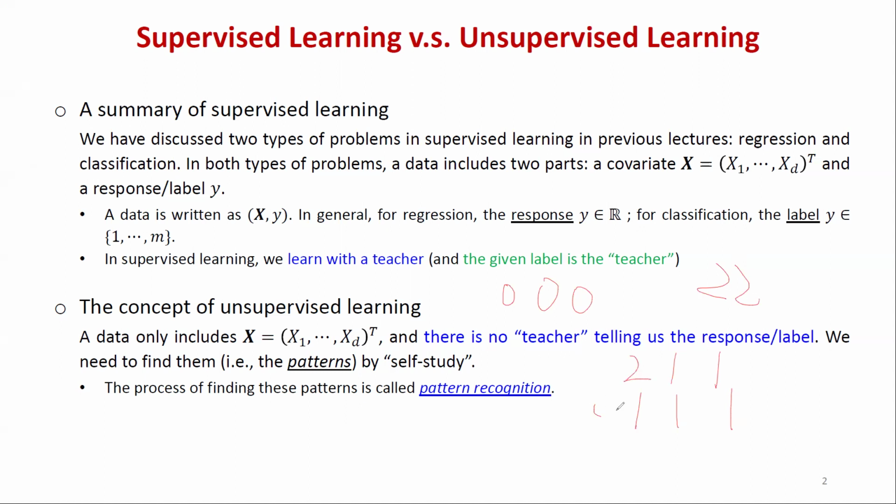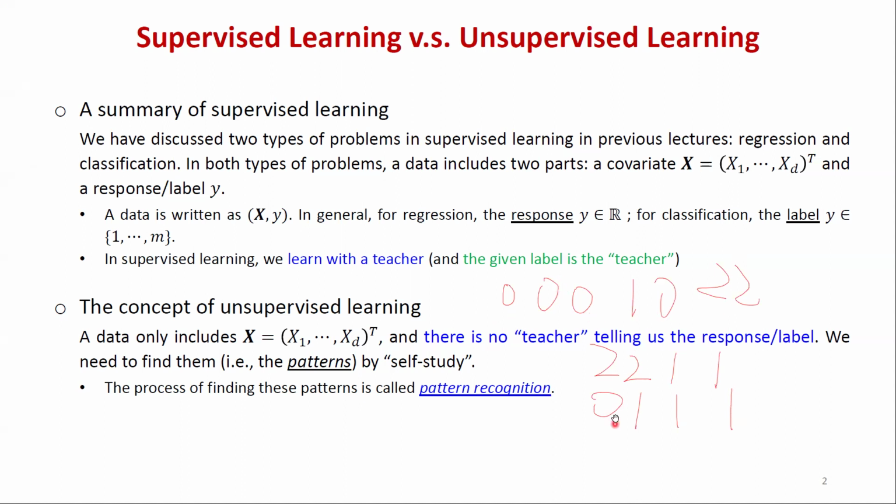I can even write a 2 here. I mean, it doesn't matter. I just 0, 2. Okay, then it's your responsibility to find the patterns by yourself. Say, for example, you can suppose you're very smart, you observe 3 different patterns, you're gonna have 3 different categories.